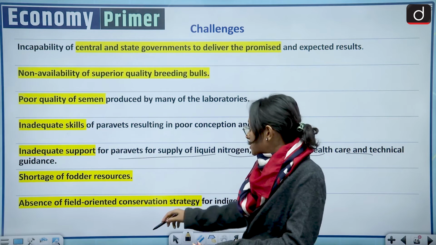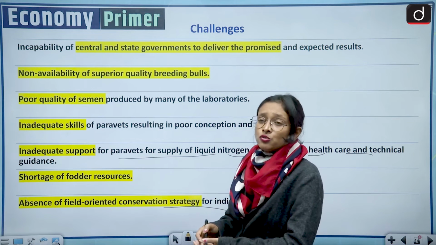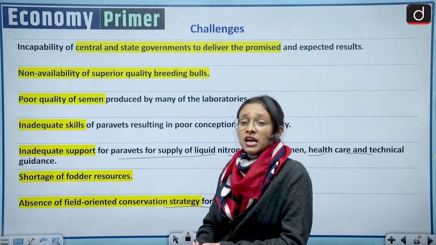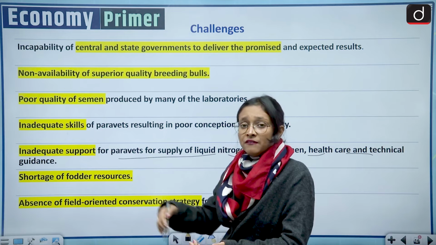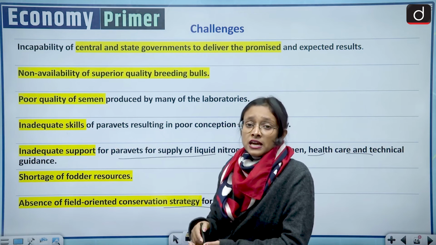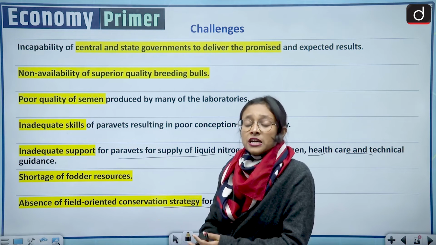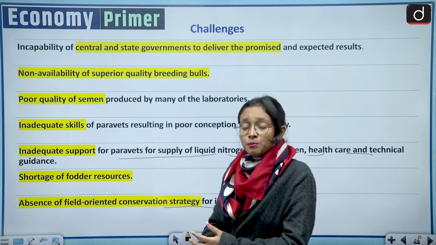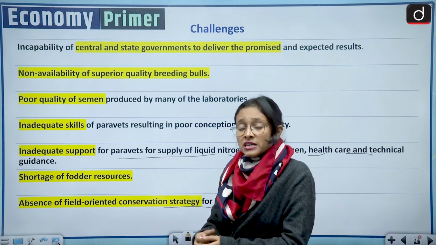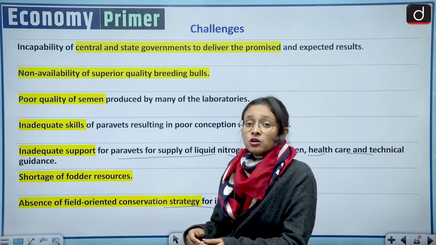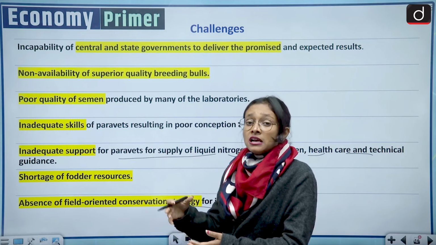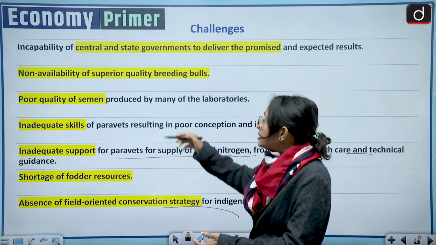And then, absence of a field oriented conservation strategy. We have seen that many animals are roaming on the roads here and there, and when they lose their fertility period, people leave them on the roads, and they are not administered by anyone. So in that sense, we need a proper kind of development so that their lives can be saved, and we can increase more economy from their leather and everything else they can provide at their last stage of life.